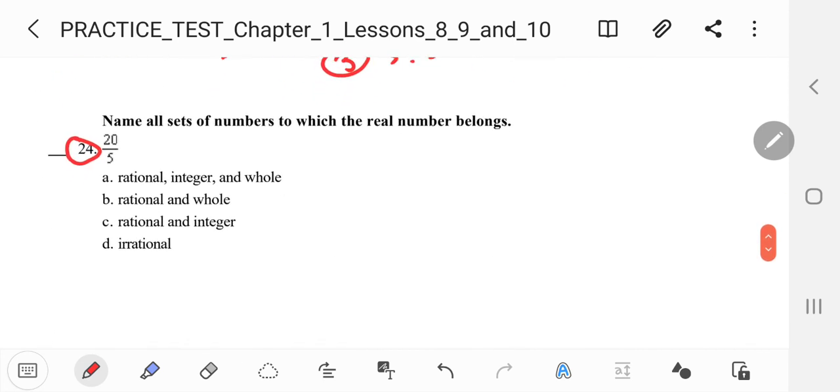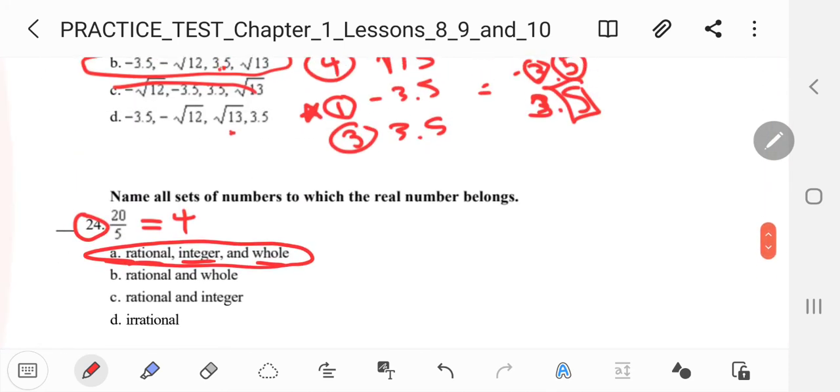All right. Okay, name all the sets to which this real number belongs. Well, if we simplify that, 20 divided by 5 is 4. So that's going to be all the ones we got. It's rational, it's integer, it's whole. So this, it's also natural, but this doesn't have natural for some reason.